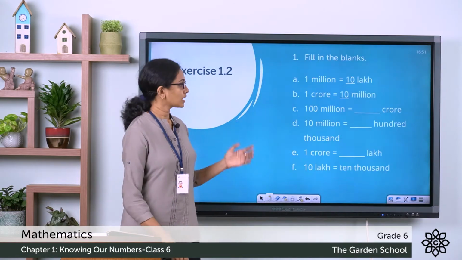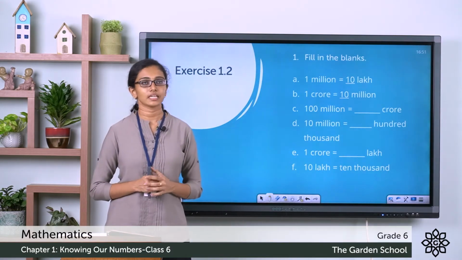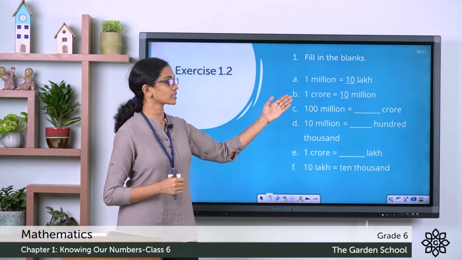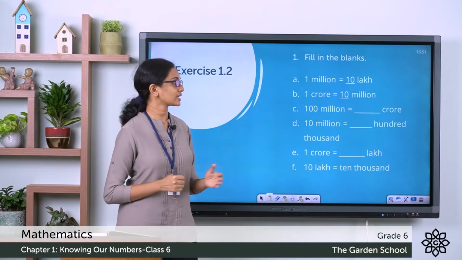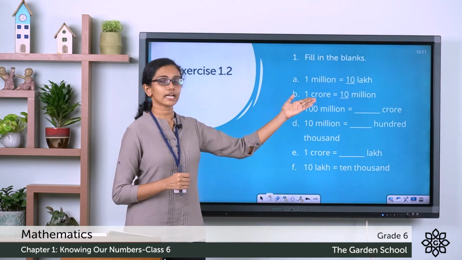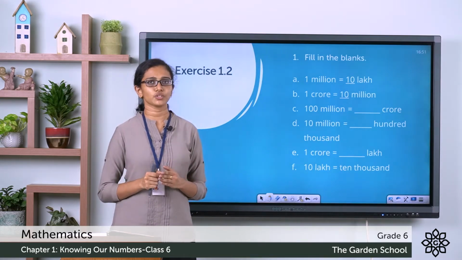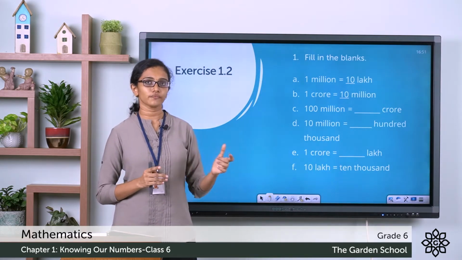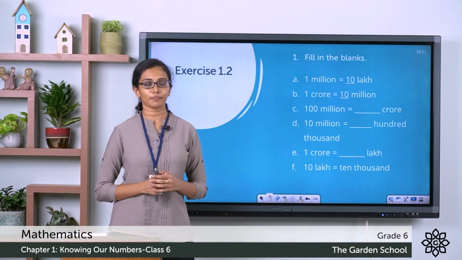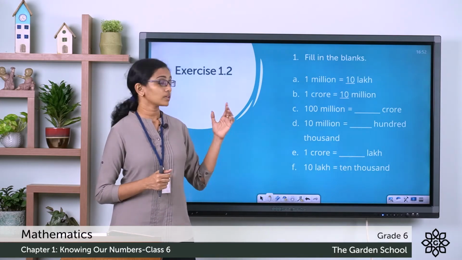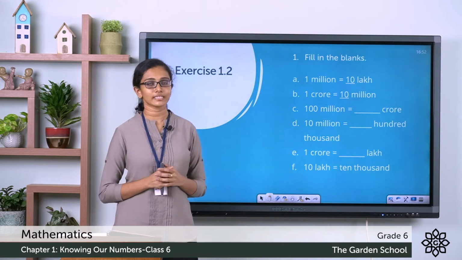So I hope now you understand how to go about solving these questions. The second one says 1 crore is equal to dash million. From the place value charts, you can easily identify that 1 crore is equal to 10 million. If you get confused, just draw a small place value chart. A simple one is enough. One for the Indian system, one for the international system. Then you can easily compare both. So you can do the rest of the questions under question number 1 by yourself.